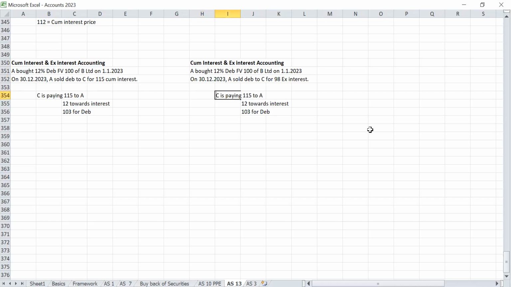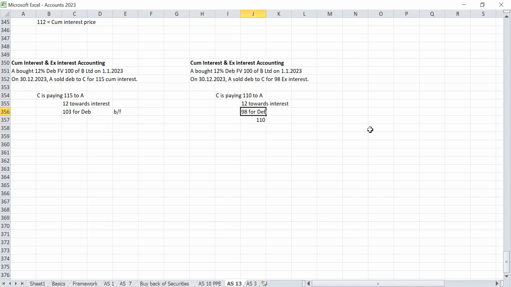Here we are saying that C is paying some amount. That amount we have to compute. Because what they have given, for debenture 98. Anyway, he has to pay 12 rupees towards interest. Then total how much he will pay? 98 plus 12, 110. So C will be paying 110 to A in this case. Here, cum interest price they have given. Interest we know. So towards debenture value, how much? That we have found out as a balancing figure.